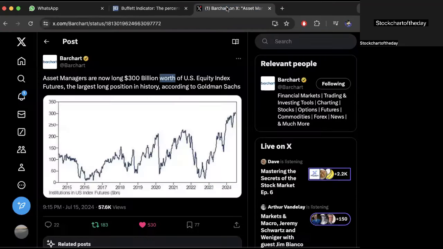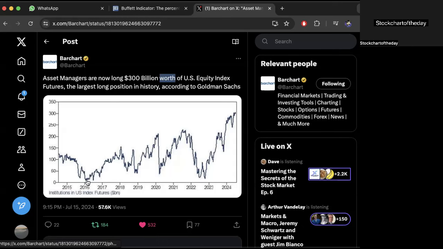So you combine this with, this is an interesting chart. This is an excellent site. It's called Bar Chart. I really like their Twitter feed. And this shows the asset managers and what they're doing, U.S. and global index futures. So they have the longest position in history.